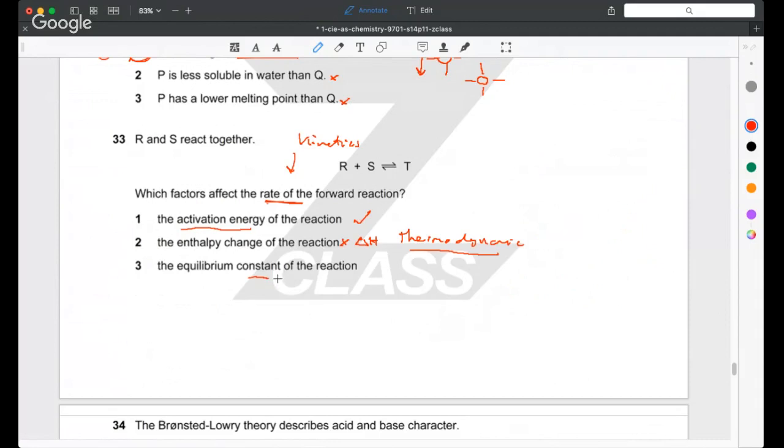You know that the factors that affect the rate of reaction are things like concentration, things like surface area, things like temperature, or having a low activation energy. These are all things that affect the rate of reaction. The equilibrium constant doesn't affect the rate of reaction at all. And so you've just got one again there, and that in the answer key is an answer D.